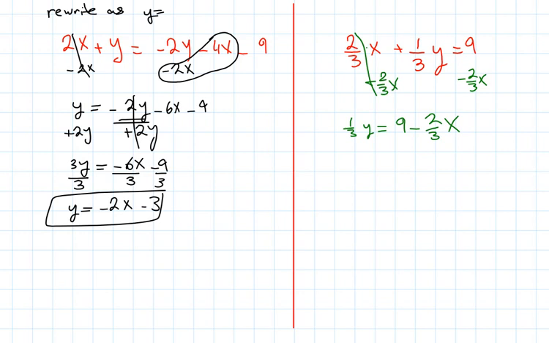Now this third, or 1 divided by 3, is multiplied by y. To get rid of that, you multiply by the opposite, or the reciprocal, which is 3/1, which has to be done to every single term. So here times 3/1, times 3/1. On the left side we end up with just y. On the right side, 3/1 multiplied by 9 is 27, minus 2/3 times 3 is just negative 2x. And that is our solution.